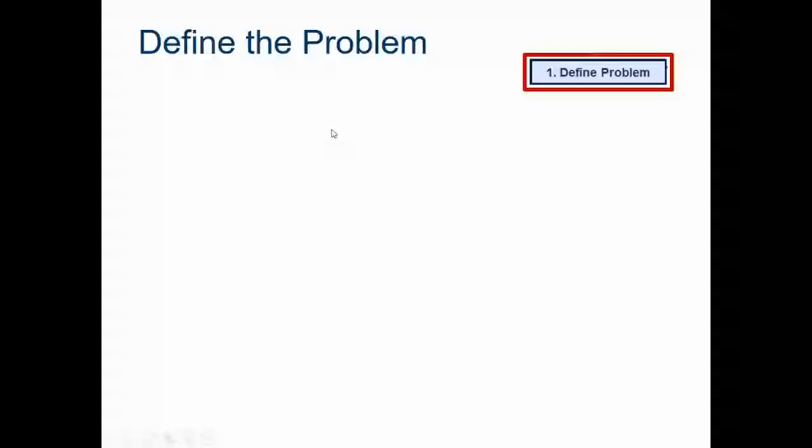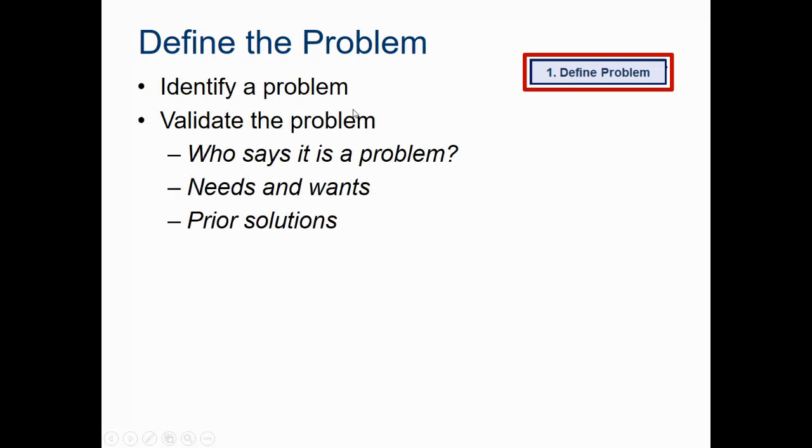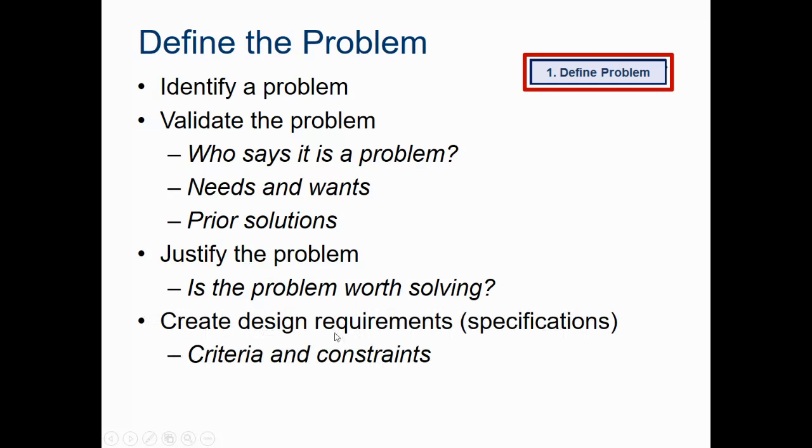So under define the problem, we have to identify the problem, validate the problem. In other words, who says it's a problem, what are the needs and wants, and what are some prior solutions. We justify the problem, and is the problem worth solving. We create design requirements, criteria, and constraints.